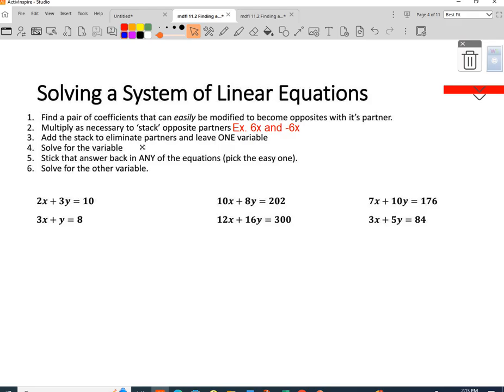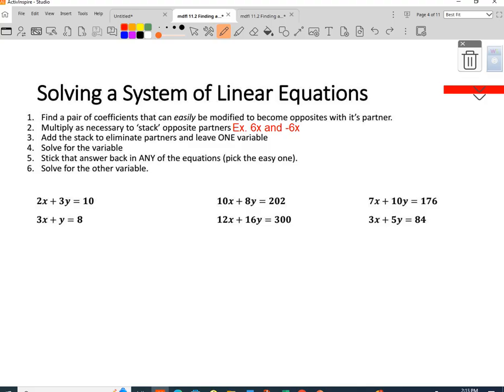Then we're going to plug that value back in for whichever variable we solve for, and either of the equations, and I always use the simplest looking one, and solve for the other ordered pair.